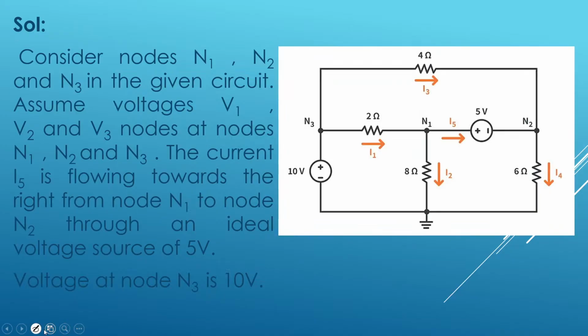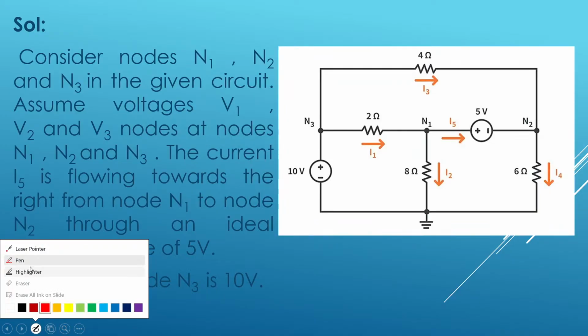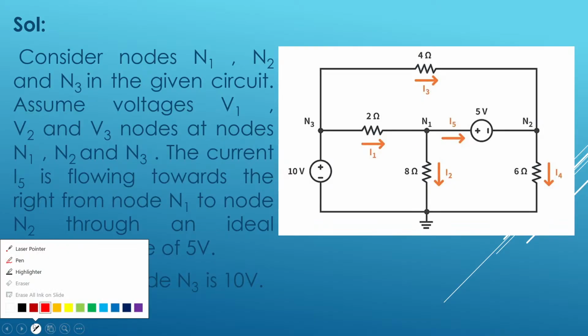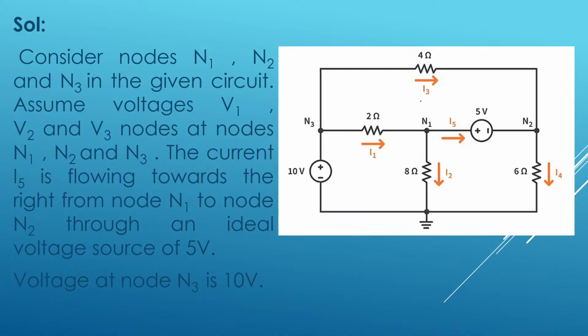First of all, let us assume the node voltages. Here N1 is node 1. I will assume the node voltage at node 1 is V1. Node voltage at N2 is V2. Node voltage at N3 is V3. So this is our reference node. Voltage at the reference node is always 0.